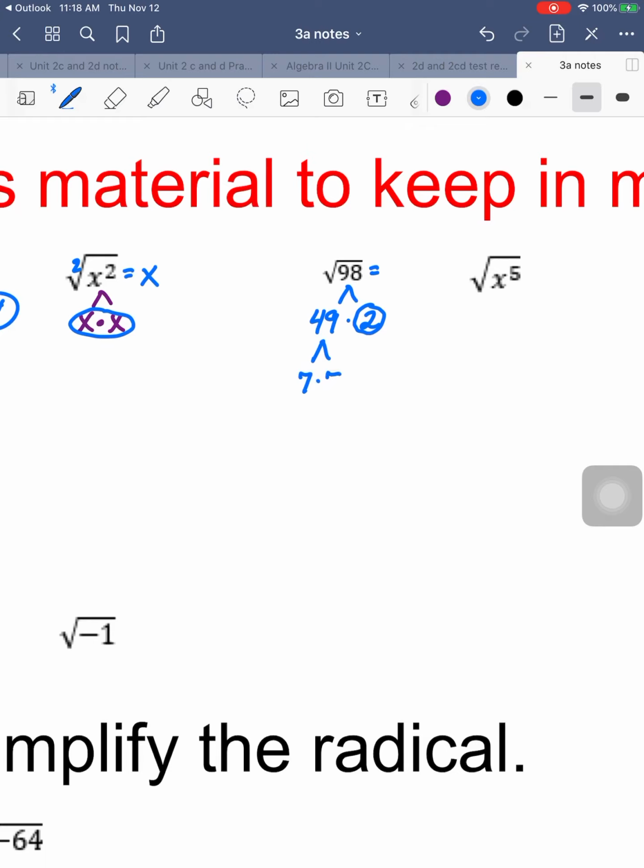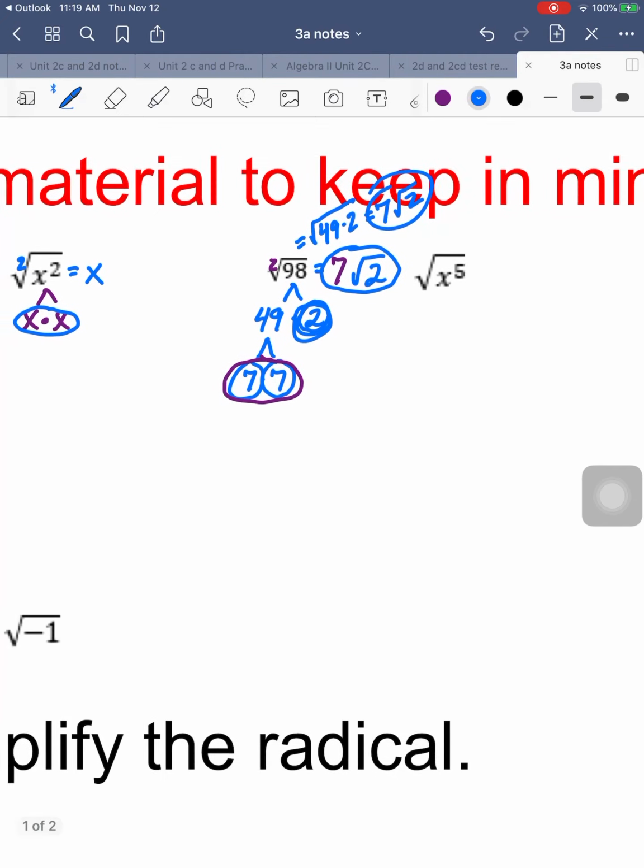And 49 is 7 times 7. And 7 is a prime number. Prime number means it's only multiplied by 1, it's the only way to get that number. It's a square root, so we're looking for pairs. There's only a pair of 7's here, so that comes out as a 7 on the outside. And on the inside, there's still a 2 left over, so it's 7 square root of 2. Some of you might also break it down into square root of 49 times square root of 2. The square root of 49 is 7, and then there's a square root of 2 left over. So that's another way to do it.